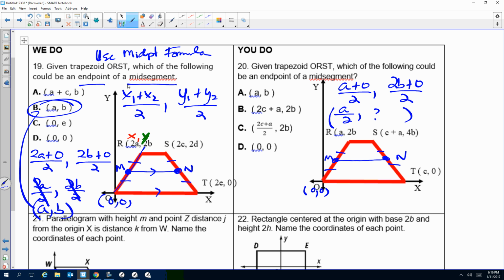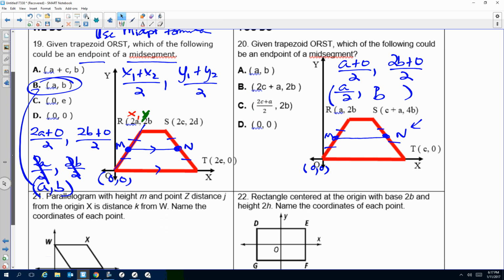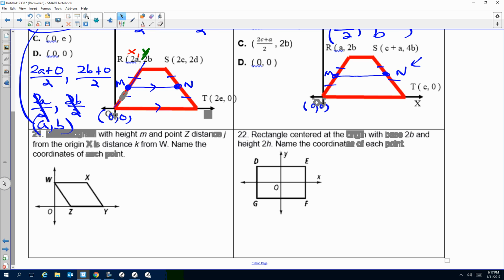And let's see if that works. Do we have that answer? You should have b here. Do we have an a over 2 comma b? No. So now we got to check for that midpoint. I want you to try the right side. I did the left side. So that's finding midpoints when we have variables as our ordered pair.